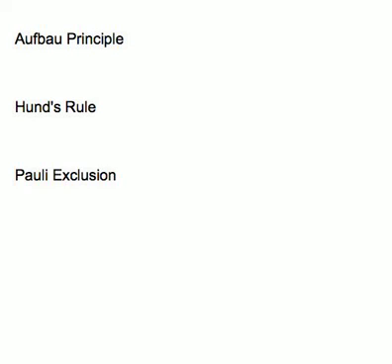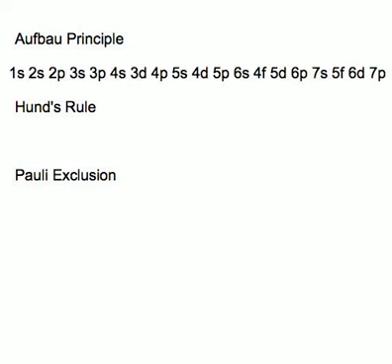There are 3 main rules for doing electron configuration or orbital notation. Those are the Aufbau principle, Hund's rule, and Pauli exclusion. The Aufbau principle tells us that we have to fill in the lowest energy orbital first. Basically, what the Aufbau principle tells us is the filling order, as shown below.